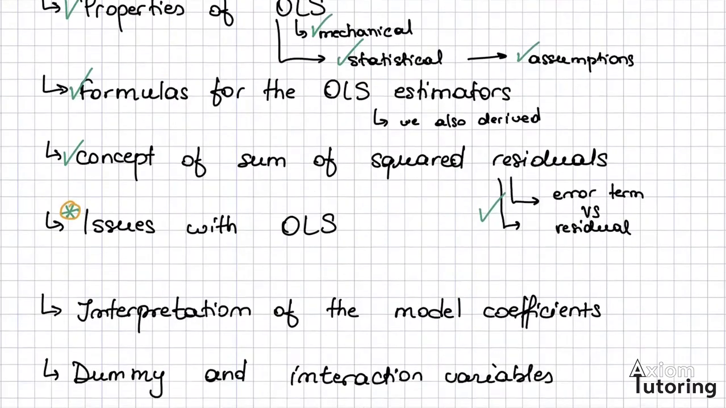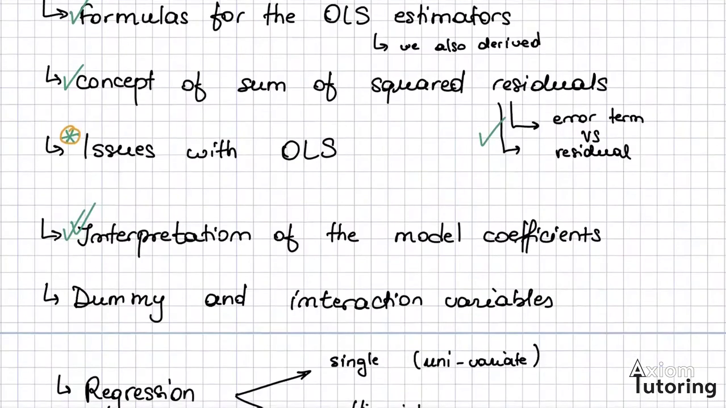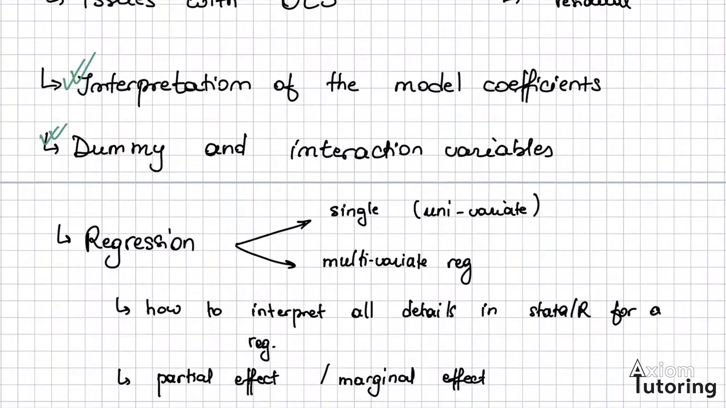The reason why is because we now have a very clear view of the interpretations of the model coefficients, which came with a mini series of almost 20 videos on dummy and interaction variables in quite some detail. In terms of regression, we've seen single regressions and multiple, multivariate regressions. We now know the difference between the two. We know what changes need to be made in the assumptions when we move from single to multivariate regression. We've seen how to interpret all the details in both Stata and R for a regression.